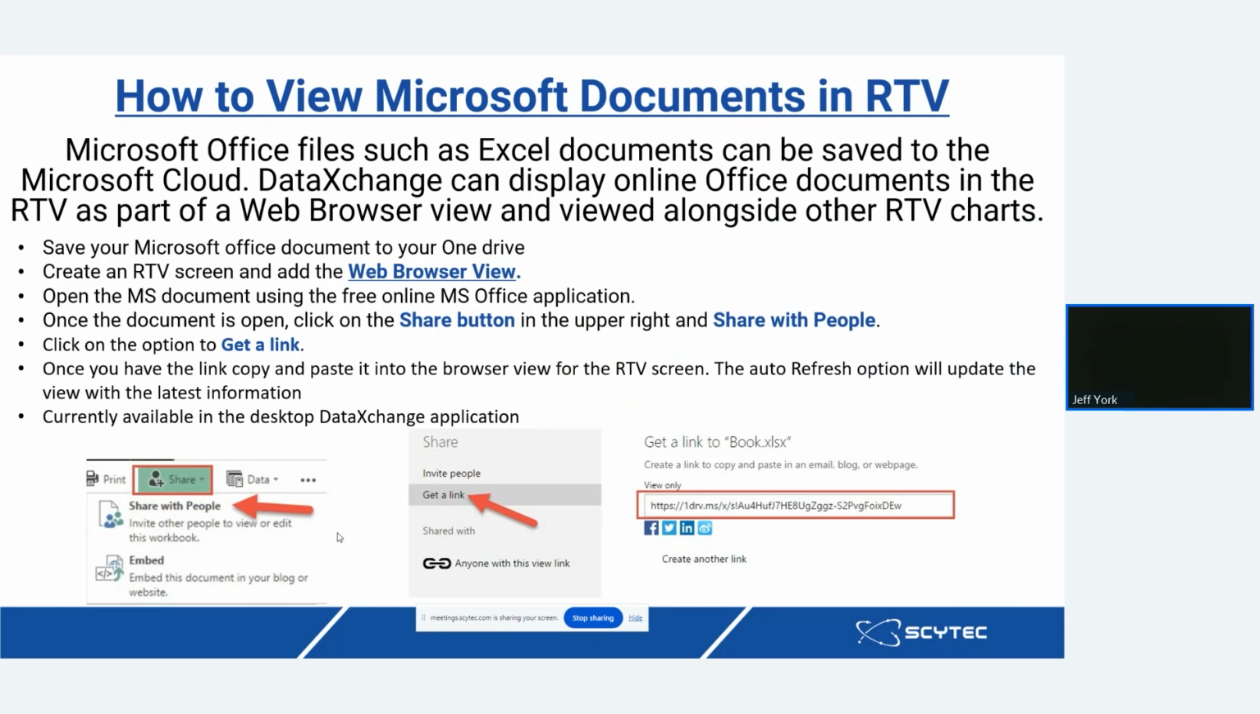So if you remember, I showed you in that big list that you could scroll all the way to the bottom and select the shop floor layout view. There is another one called the web browser view that you do the same way. You can then open your Microsoft document using a free online Microsoft Office application. Once the document is open, you will click on the share button in the upper right, and then you will click on share with people, where you will get a link. You can see these images below here down at the bottom. Once you have that link, you can copy and paste that into the RTV screen. You also want to select the auto refresh option as well, and then it will display.